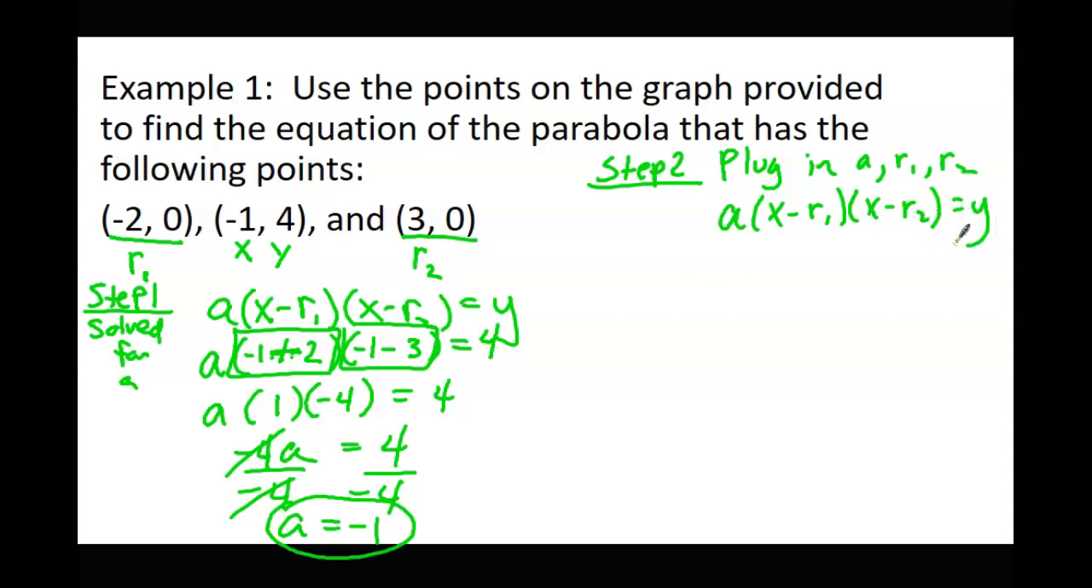So what is A now? -1. Did I say plug in X this time? No. So leave X, but I am going to plug in R1. What's R1? -2. Okay. And am I going to plug anything in for X? No. What's R2? 3. So we don't plug in those. Not this time. And did I say plug anything in for Y? No.